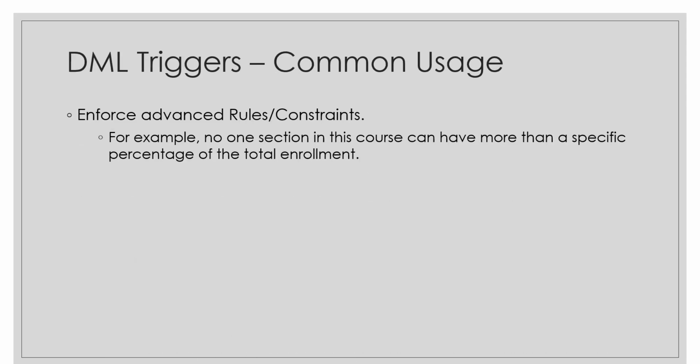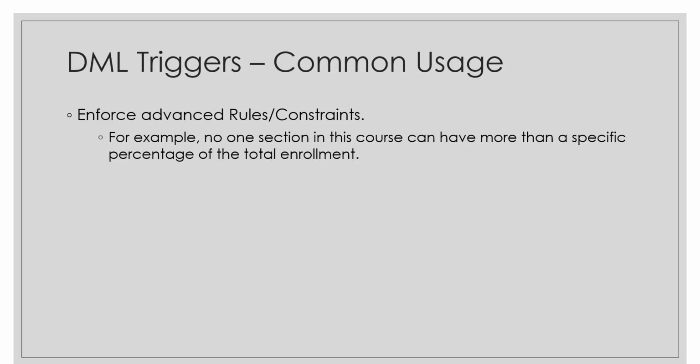Okay. So just to summarize here, common usages of our DML triggers, because those are the ones we're really going to focus on most. Those are the ones that will be on the test coming up, right? Most common usage, enforcing advanced rules, constraints, things like that. Now remember, we don't use them for referential integrity. That's already built in with the built-in referential integrity constraints, right? But more advanced things. I've got an example here.